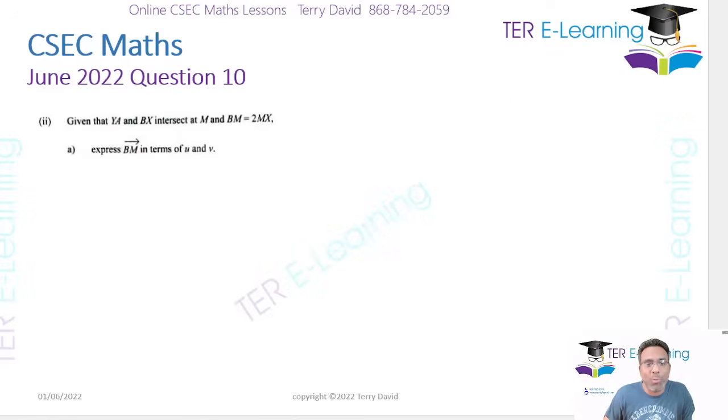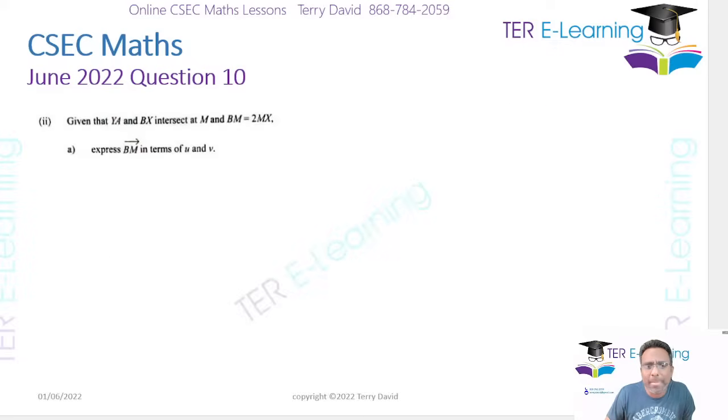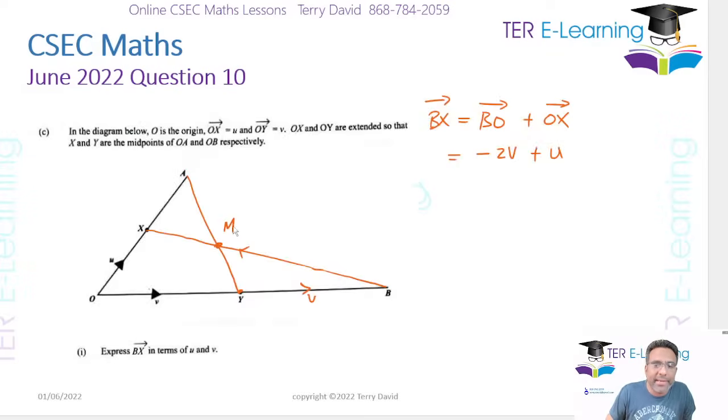They said given that YA and BX intersect at M, so YA and BX. What is YA? Oh, so this is YA and BX. They intersect at this point here, which is called what? It is called M. So this point here is M.